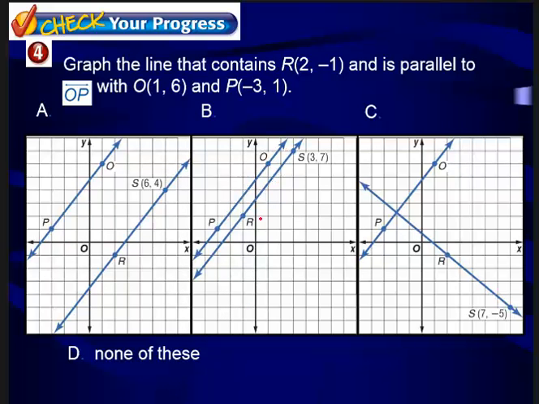R is at 2, negative 1. Nope. R is not at 2, negative 1. That would be down here. So this one doesn't work. 2, negative 1. Yep. Do these two lines look parallel? Absolutely not. No way. So the correct answer would be A.